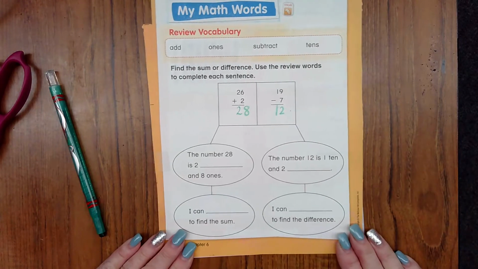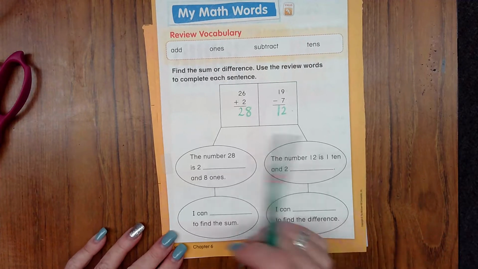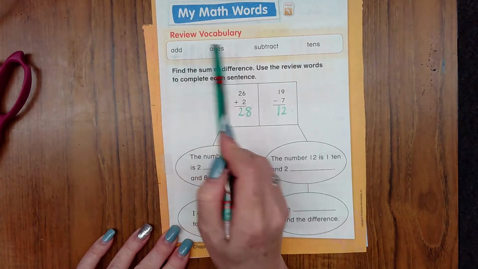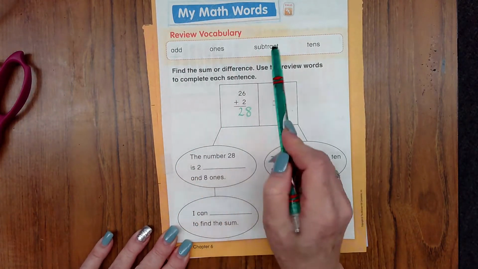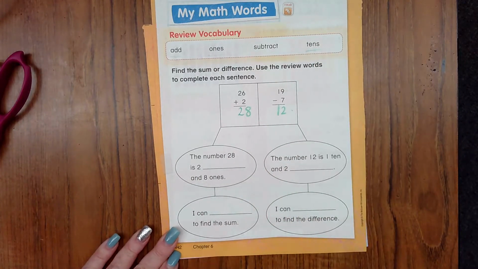All right. Let's go down to our vocabulary words. The words across the top are add, ones, subtract, and tens. So let's see which word goes in which spot.